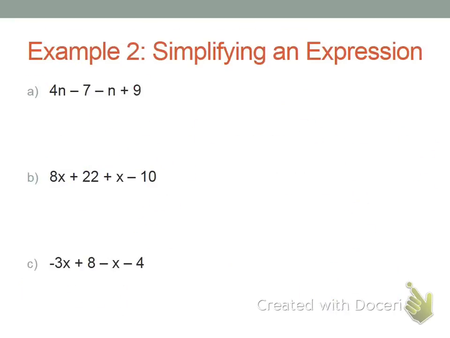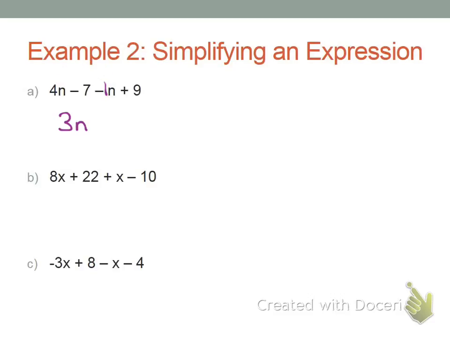All right, now in example 2, they don't make you identify all the different parts. They're just asking you to simplify the expression. Now what you have to remember, though, is you can only simplify the like terms and pay attention to the sign in front of the term. Let's look at the first one. 4n. Are there any other n's? Yes, there is. There is a positive or a negative n. Negative, what do I know is understood in front of it? A 1. So what is 4 minus 1? 3n.